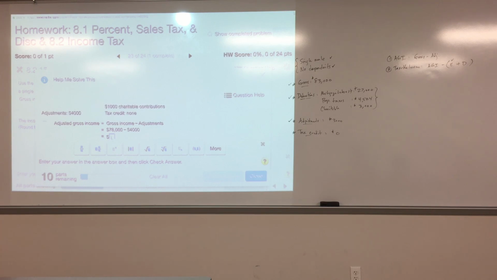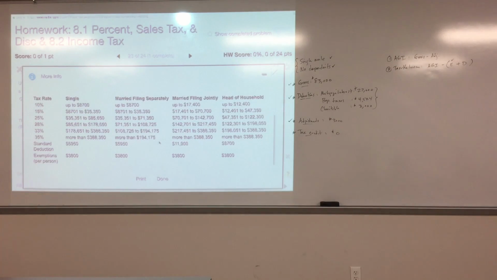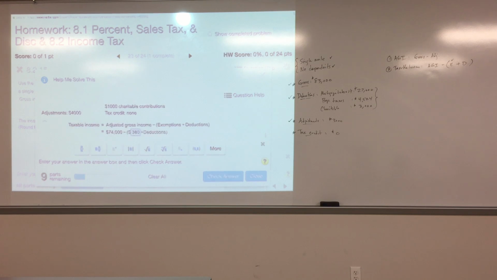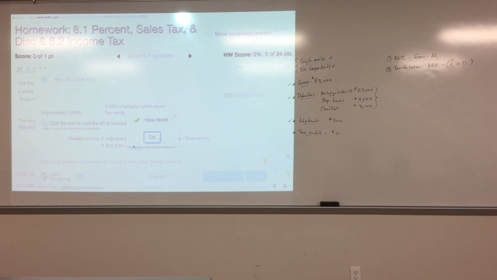Okay, so we know that our adjusted gross income is the gross minus the adjustments, which now is $74,000. Does that make sense, everybody? Piece of cake. Now, we're going to decide how many exemptions we get. Well, we're single, right? So let's check our chart. We're single. Our exemptions is $3,800 per person. So there it is, $3,800. Done. With me so far?